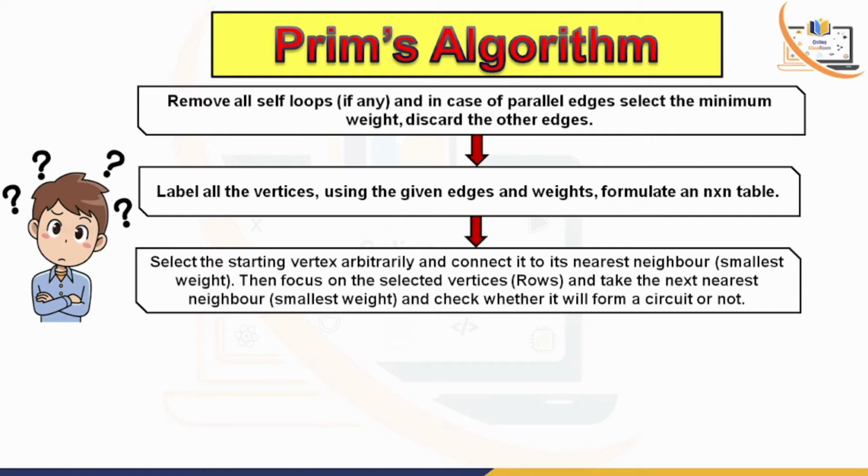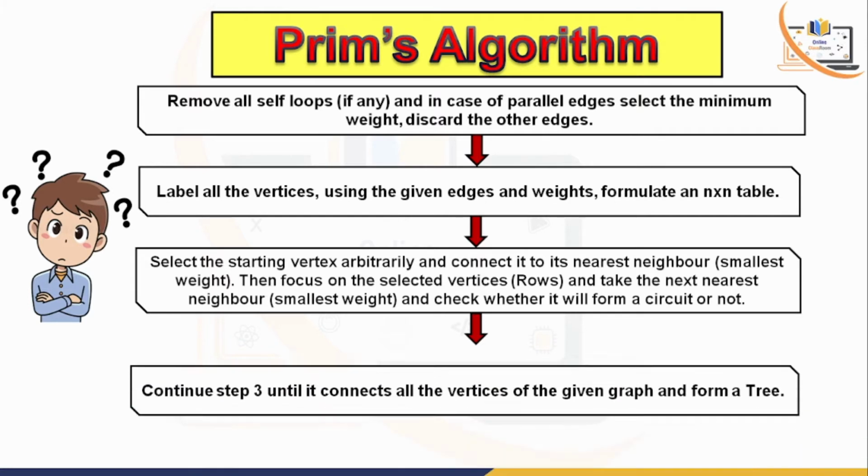In case of selection, we will choose the starting vertex arbitrarily. Okay. Next, we have to focus on the smallest weight and just observe the row, take the smallest weight and check whether the corresponding point and the previous point will make a circuit or not. If not, then take it. So that is the third step.